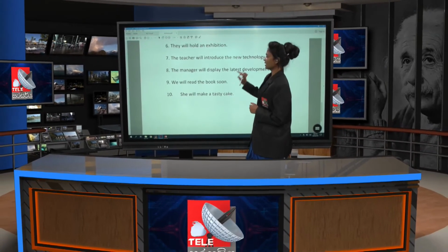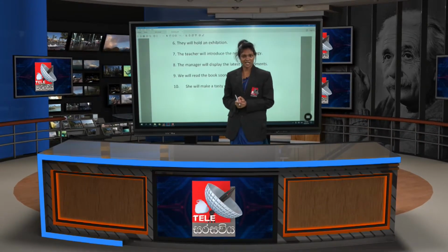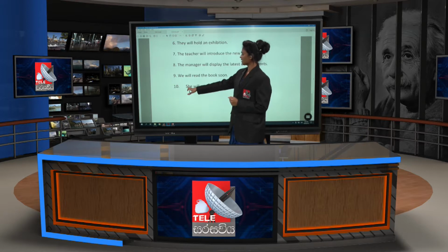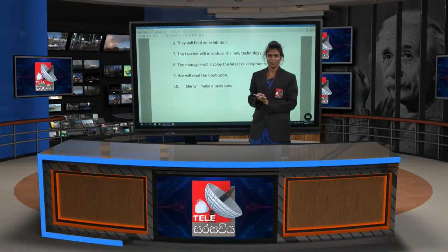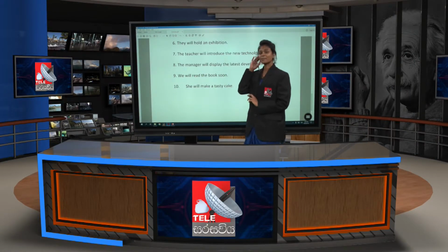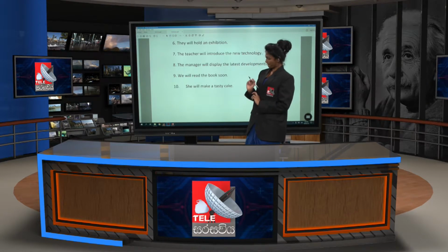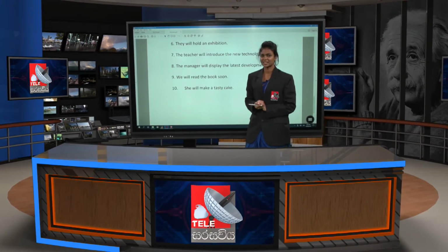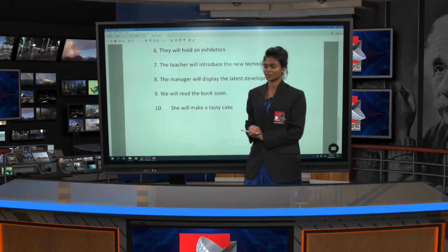Then 10th, last one. She will make a tasty cake. Then here the subject is she. Then as you know now, what is the verb? Will make. Then the object is a tasty cake. Now you have to take that one to the front. A tasty cake will be made, if you want by her, but it is not necessary to mention the doer, right?